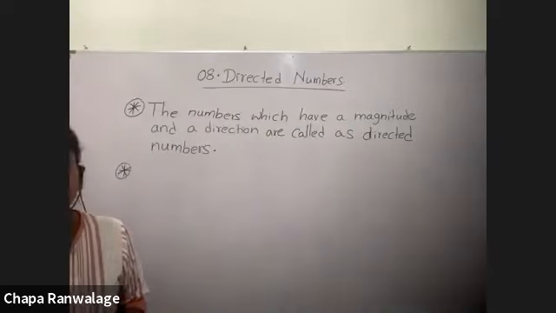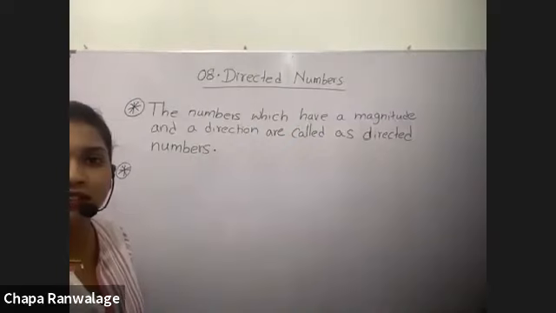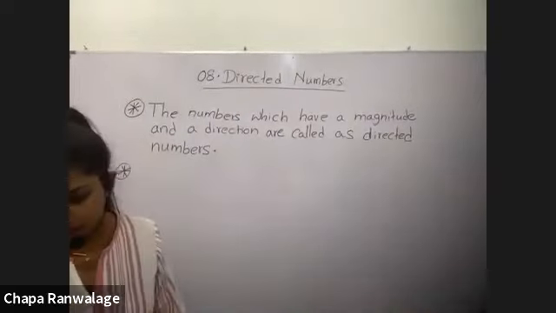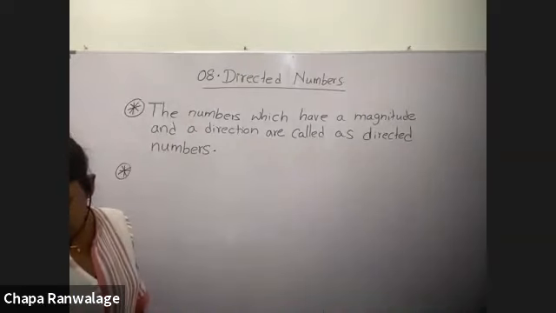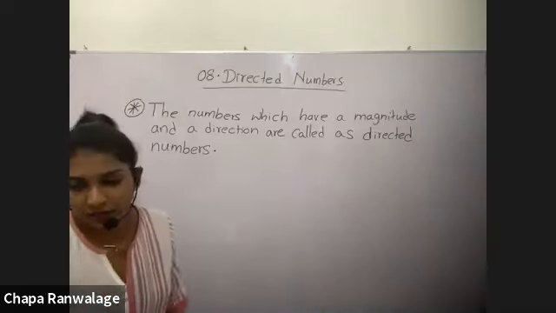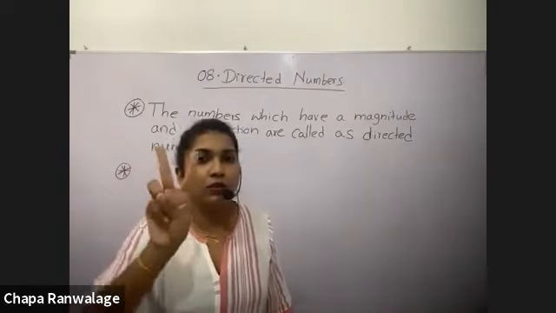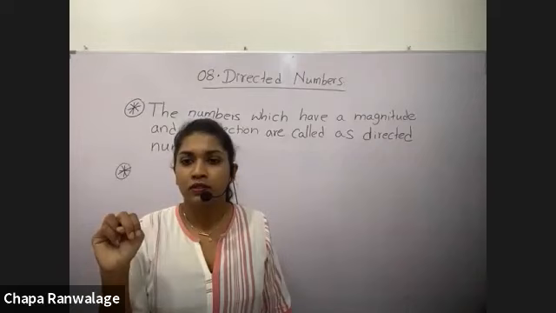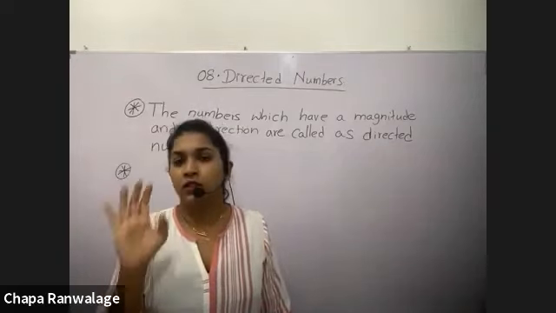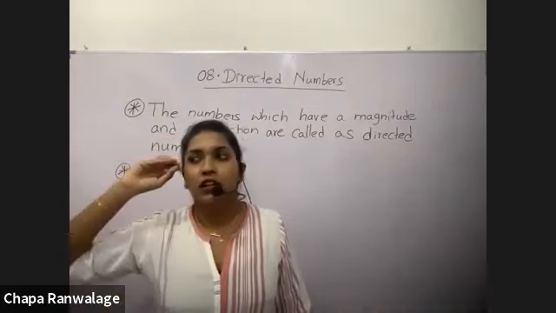This is a math seminar series. I'm teaching grade 7 maths. Okay, this is the definition. Tell me, what do you mean by a directed number? Numbers which have both a direction and a magnitude are called directed numbers.